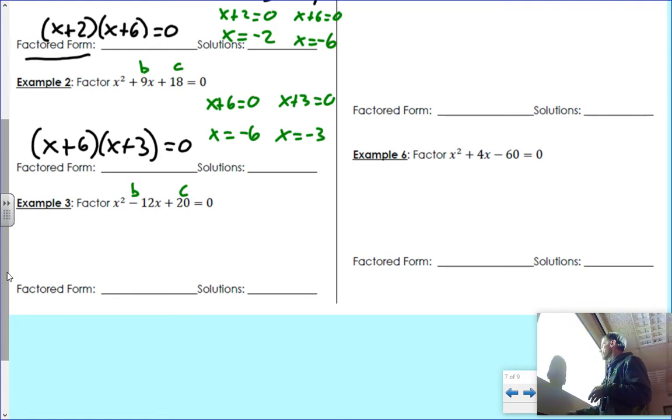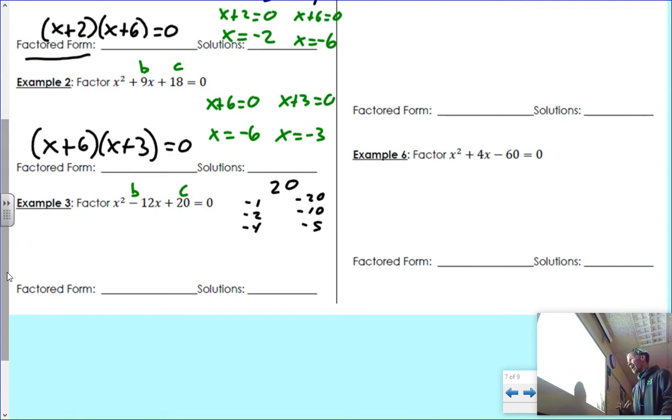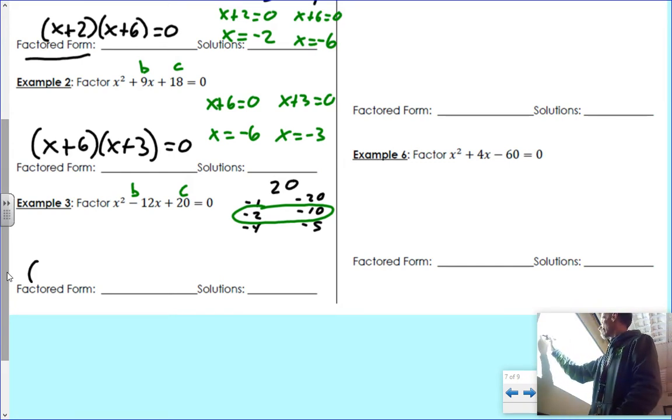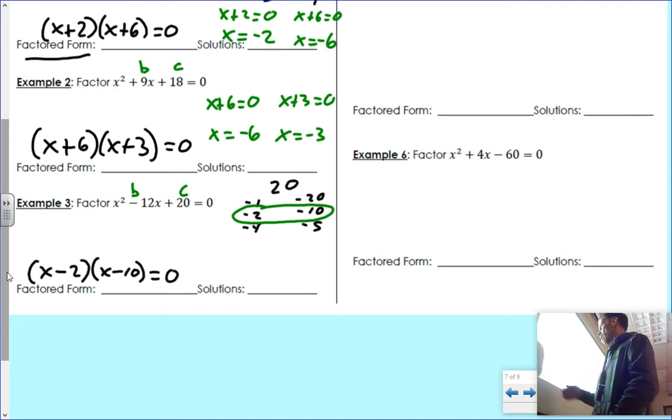Well, in this case, notice if I'm multiplying to a positive but adding numbers to be negative, that's telling you both factors would have to be negative. So you can do negative 1 and negative 20, negative 2 and negative 10, negative 4 and negative 5. Those would be my options to get positive 20. And then which of those can I add together to get negative 12 in the middle for the b value? And it's going to be that. So my factored form, those are my factors.